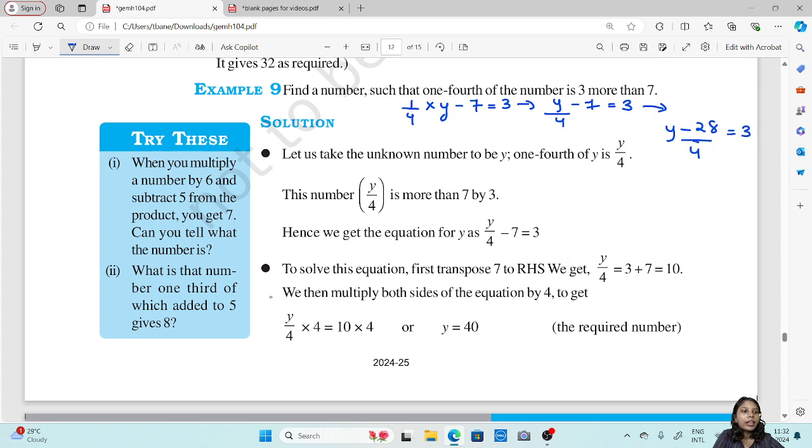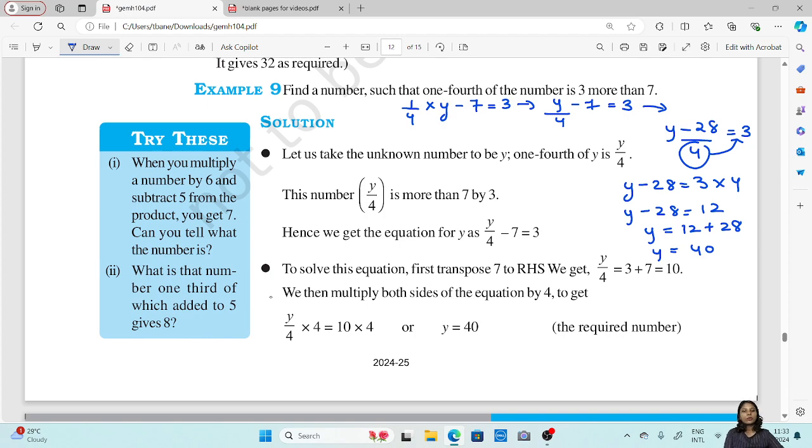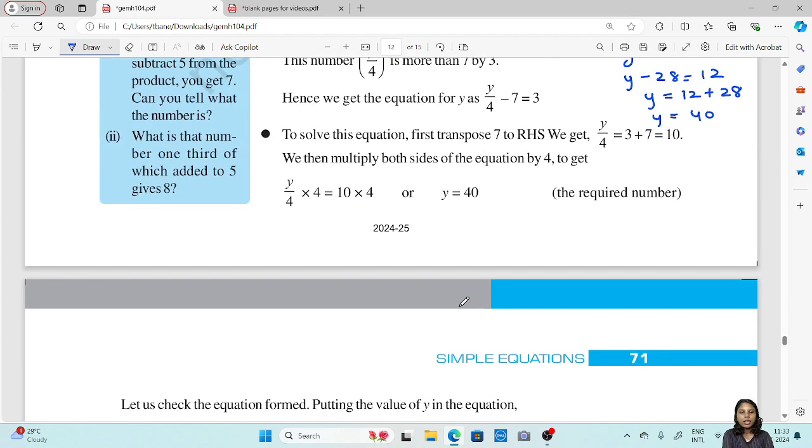This part you can take here. So it will become multiplication: y minus 28 equals 3 into 4. So y minus 28 equals 4 3s are 12. So y equals this, you take to the other side: 12 plus 28. So that will be 28, 30, 40. So the y value is 40 in this case.